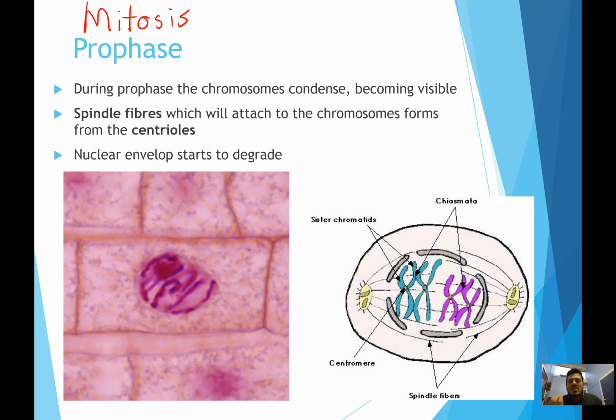Okay, the spindle fibers, which are going to attach to the chromosomes, are going to form from these structures that we call the centrioles. Okay. And also the nuclear envelope, so the actual wall of the nucleus, starts to degrade so the cell can actually do stuff inside of there. This is a really clear cell going through prophase. We can see that because as much as we still have that nuclear envelope around here, the chromosomes are really clearly visible.